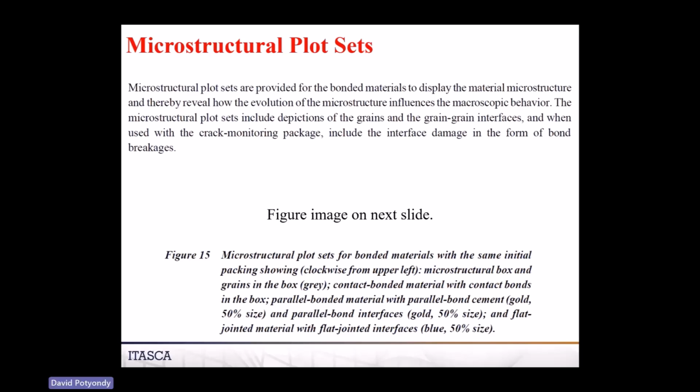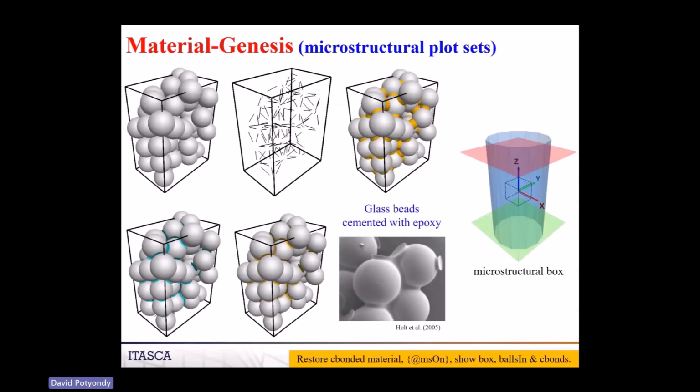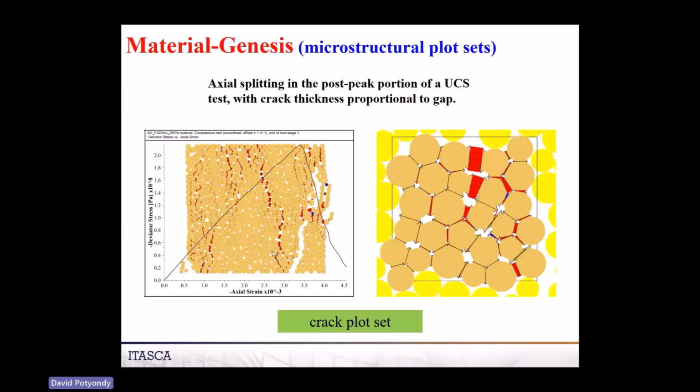We have this ability to generate these microstructural plots that look like this. So for a contact bonded material, so this is that microstructural box. It's just going to show the balls with centroids in there. For the contact bonded system, it'll draw little lines between them. For the parallel bonded system, it'll draw little cylinders between them. For the flat jointed system, you can look at it like this. Okay.